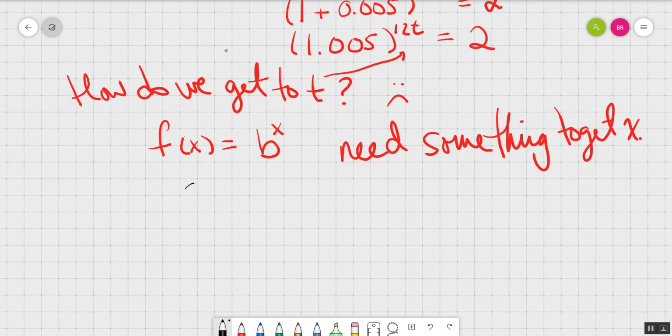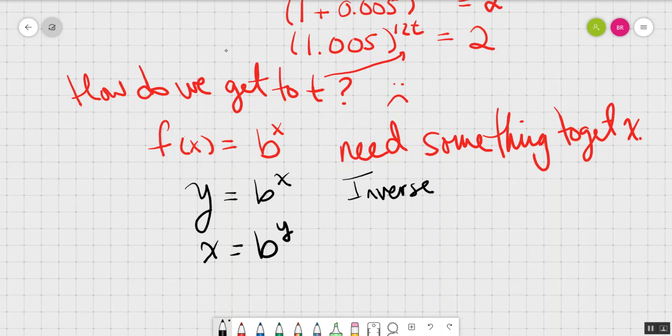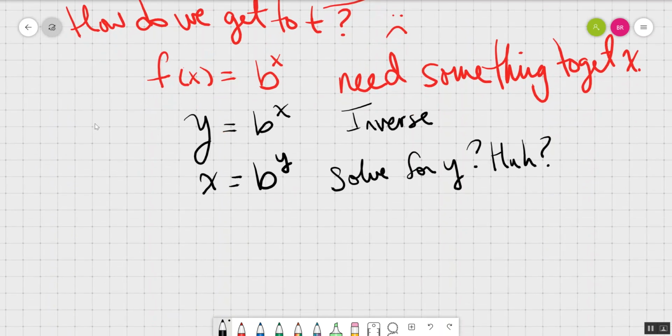Okay? So if we think of this as y equals b to the x, remember our tool for undoing stuff? I want to undo it. I want to do the opposite. Well, I need an inverse. That's what we just learned in 9.2. So the first step is switch x and y. And then you're like, boom, and now solve for y? Huh? Stuck again. Nothing really does this. So we need something new. We need a new tool. And logarithms to the rescue.